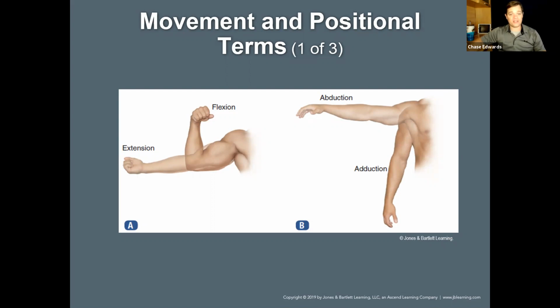Now, abduction would be extremity moves away from midline. So, which would be what? If I had my hand down here, abduction, and then adduction, I'm adding towards my midline. Taken away, adding to, right? Just looks like wing flapping.